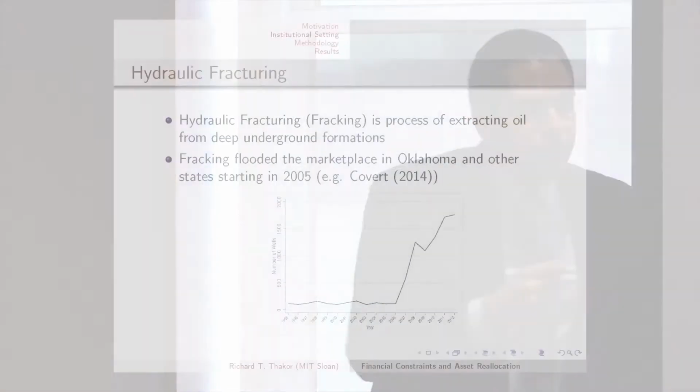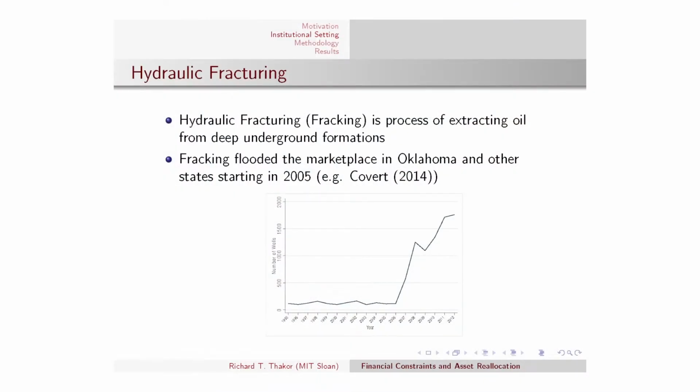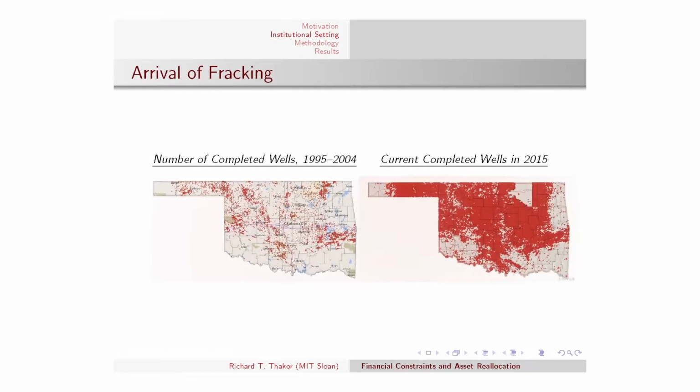Now, to give you a little bit of background here, hydraulic fracturing, or as it's often called fracking, is the process of extracting oil from deep underground shale rock formations. In Oklahoma and other states, fracking flooded the marketplace starting in about 2005, and you can see this graph across Oklahoma of new fracking wells, where the number was flat until the mid-2000s and then increased exponentially. And this picture puts it in perspective. The left graph shows the number of active wells across the state of Oklahoma prior to 2005, and then this is the number right now. You can see it's just an explosion across the entirety of the state.